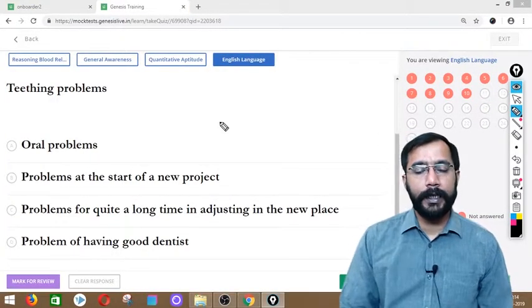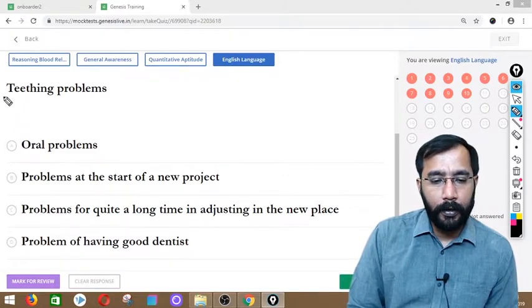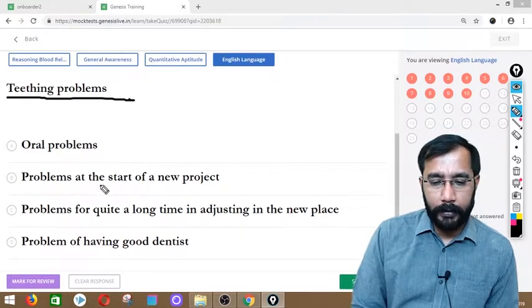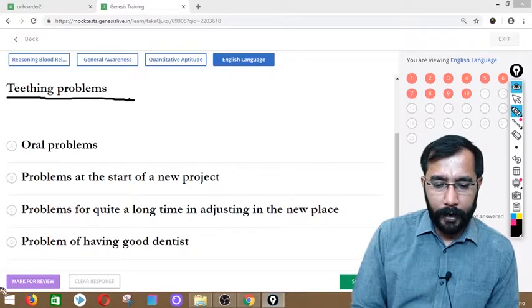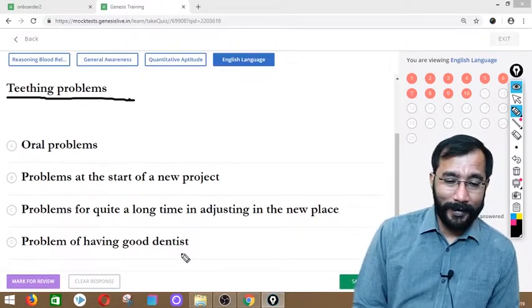All right, the next idiom given in the next question is teething problems. All right, what does teething problems mean? The given options are oral problems, problems at the start of a new project, problems for quite a long time in adjusting in the new place, or problems of having a good dentist. Well, it's certainly not the last one.